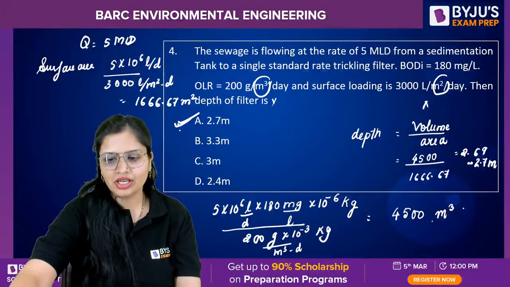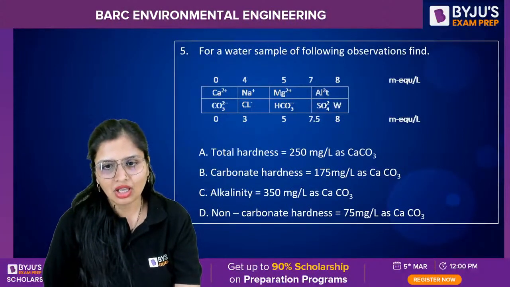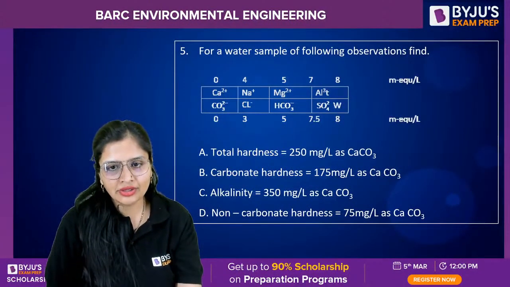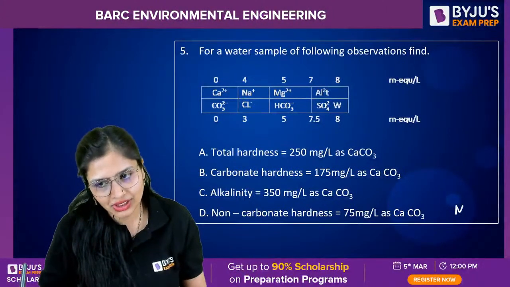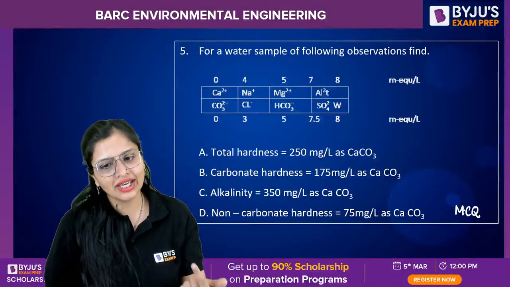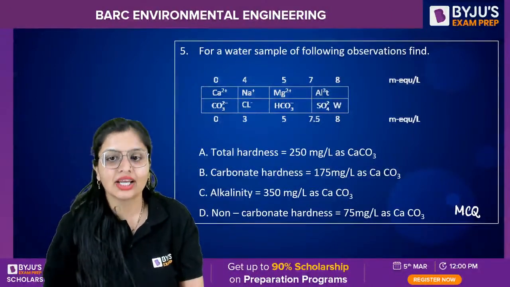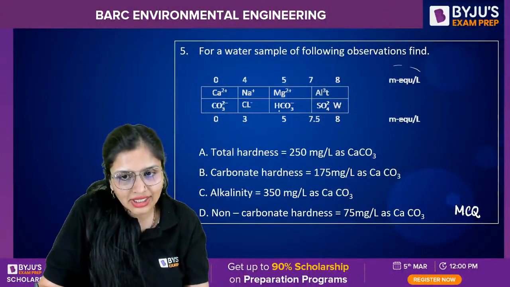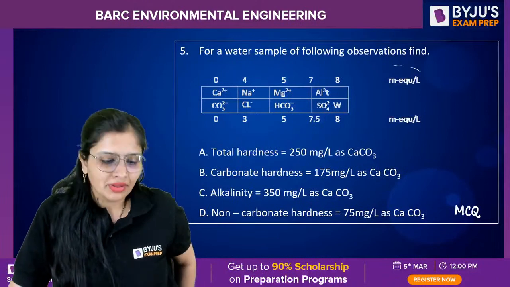Correct. Now, moving towards the fifth question. Here you have to check it out. See, this is an MCQ question. Let me tell you well in advance, here you have to check total hardness, carbonate hardness, alkalinity, non-carbonate hardness. Any one will be correct. Just look at the units. All the things which are given to you are in milliequivalents per liter. So guys, come on, start.